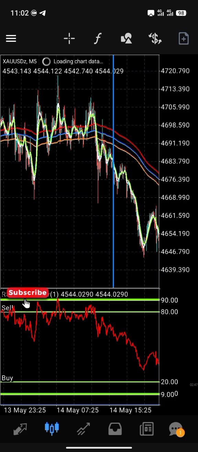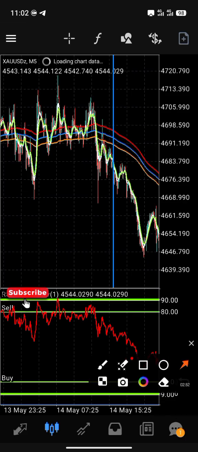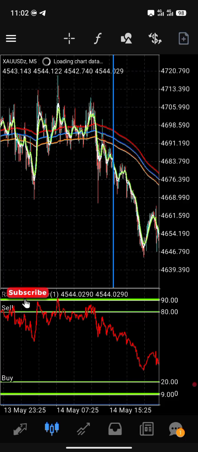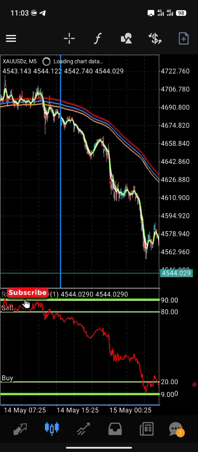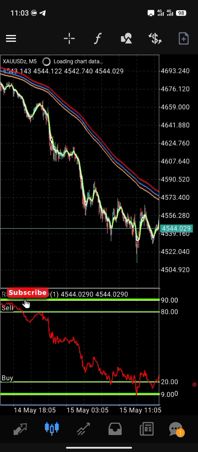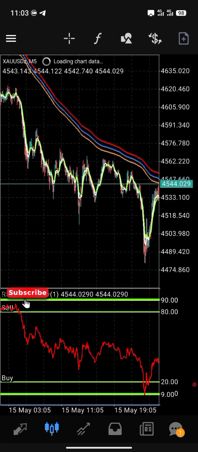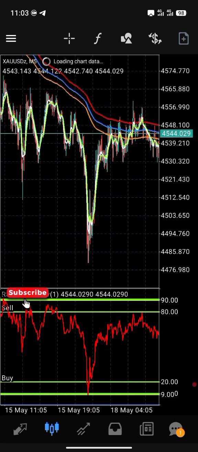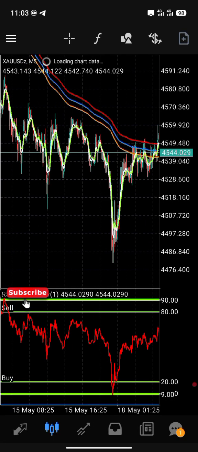Come out of this green zone, and then you take your sell. And what happened? Look at that. Price fell beautifully. It kept falling. The reason why you had this much fall was because you confirmed this from the H4.